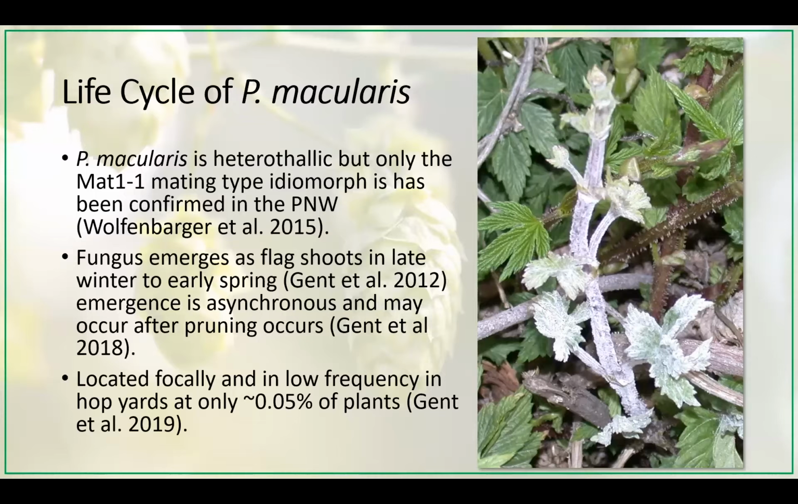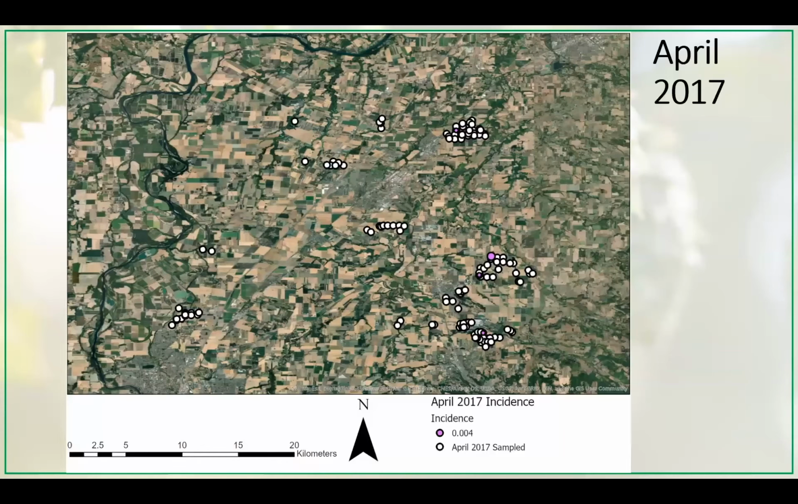So I can show you a little bit more about how the fungus moves from these flag shoots in the early spring. This is some mapping data that I produced from ArcGIS. Each of these dots here represents a hop yard in the Willamette Valley. We have the Willamette River running over here on the left. And as the dots change from white to pink, those pink dots indicate that we detected disease there.